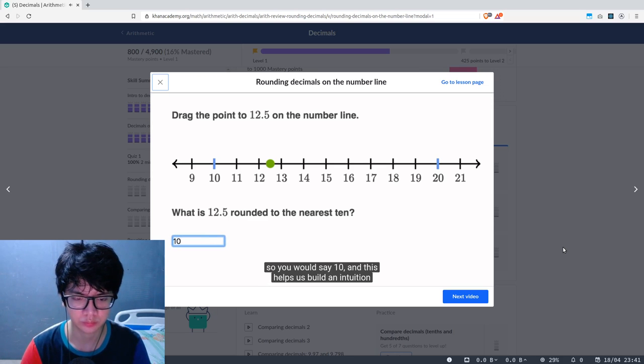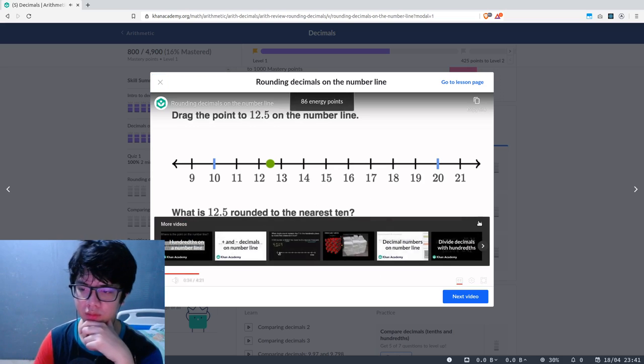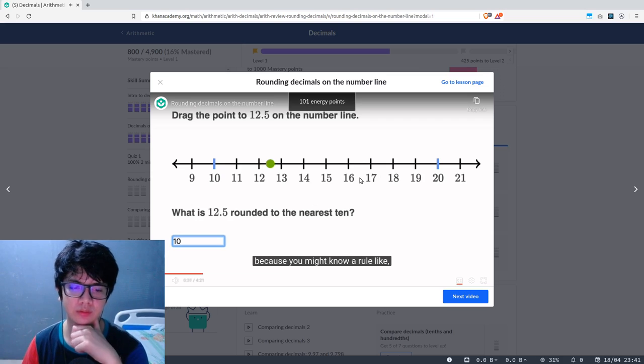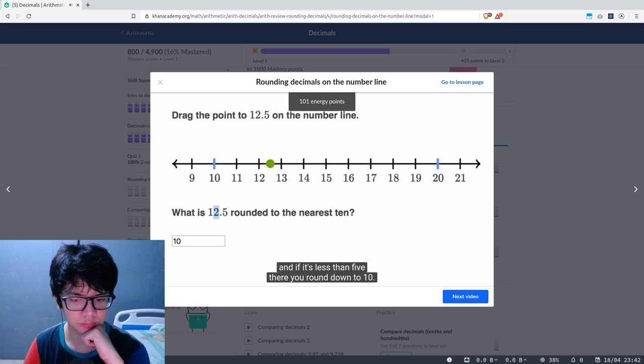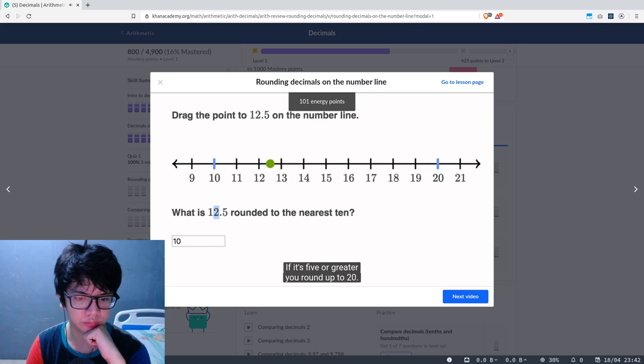And this helps us build an intuition for what rounding to the nearest 10 even means. You might know a rule like, hey, look, you go one place less than the tens place, which would be the ones place. And if it's less than 5 there, you round down to 10. If it's 5 or greater, you round up to 20. But you see why over here. We are just closer to 10.